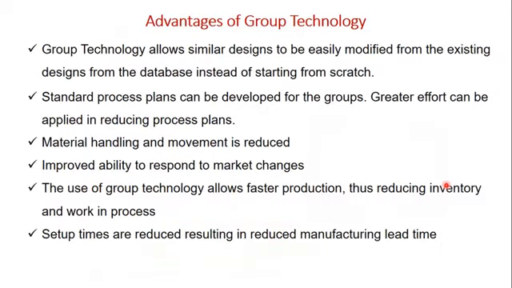Now what is the advantage of group technology? Group technology allows a similar design to be easily modified from an existing design in the database instead of starting from scratch. Standard process plans can be developed for groups. Greater effort can be applied in reducing the process plan. So what it means is, suppose you have a diameter of 10 which should be turned to 8 mm, or a diameter of 20 which has to be turned to 10, all the process remains the same.